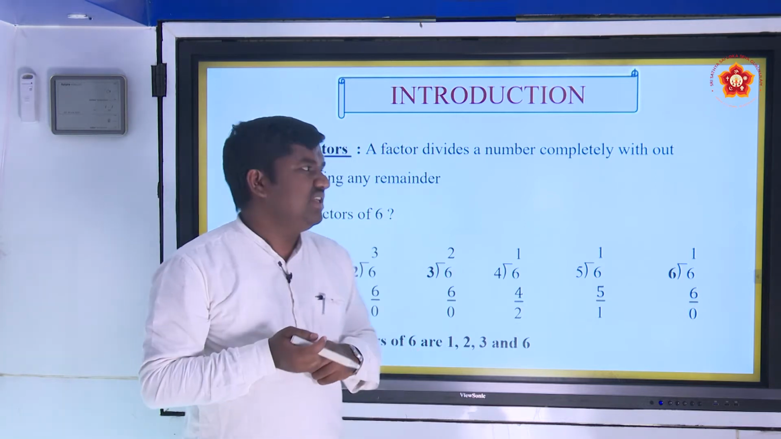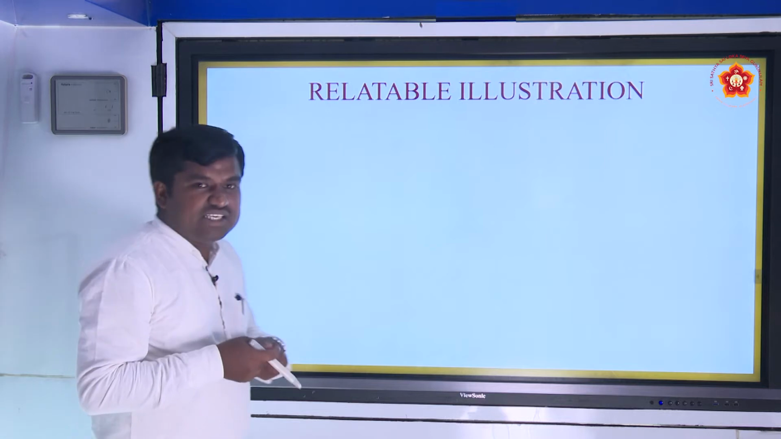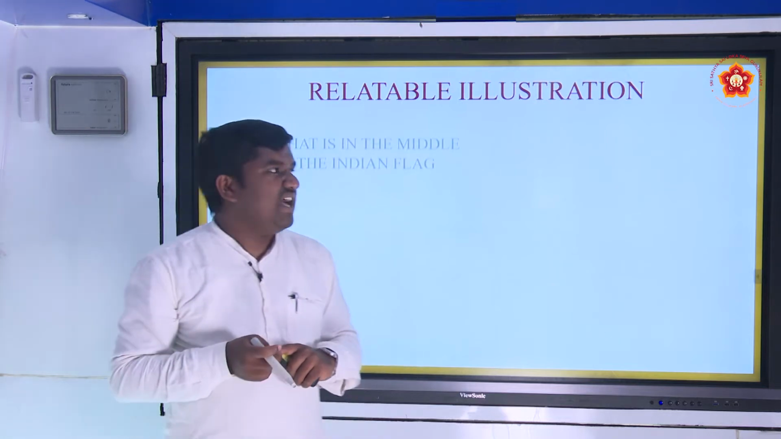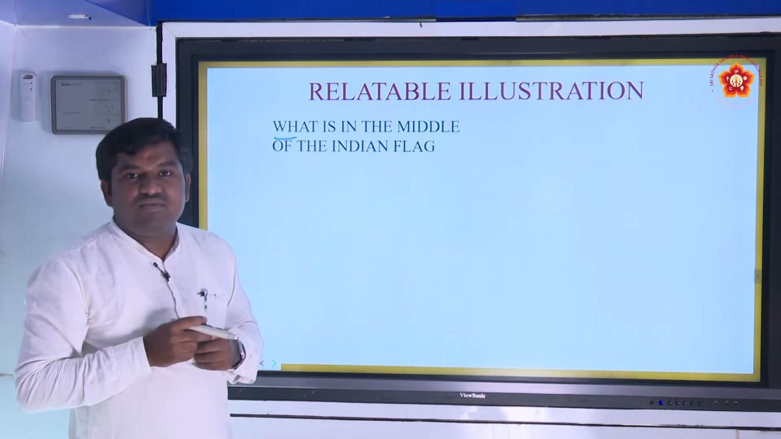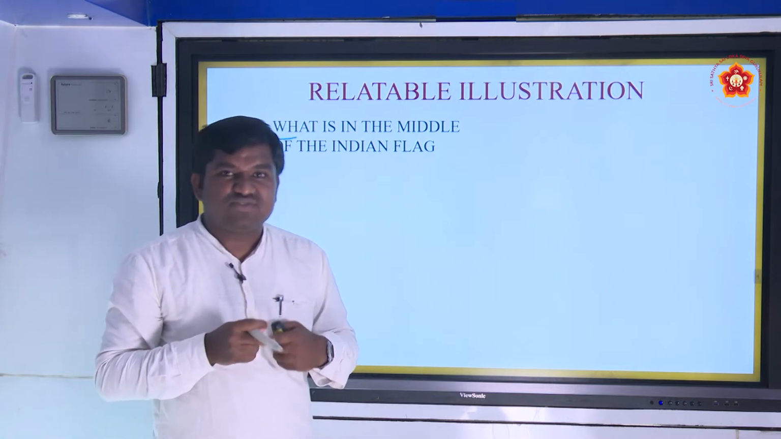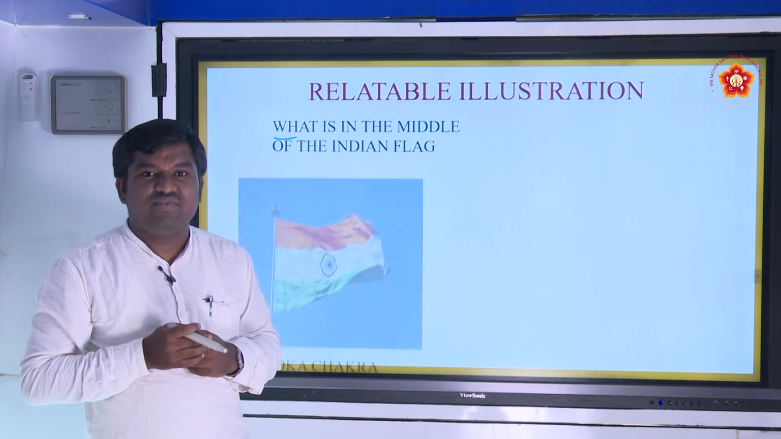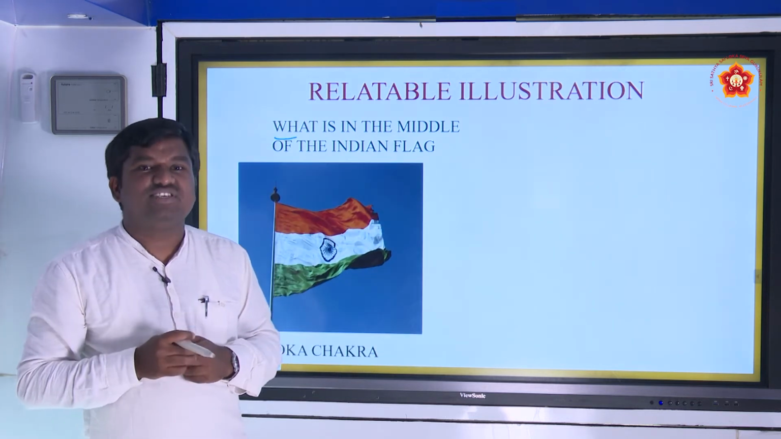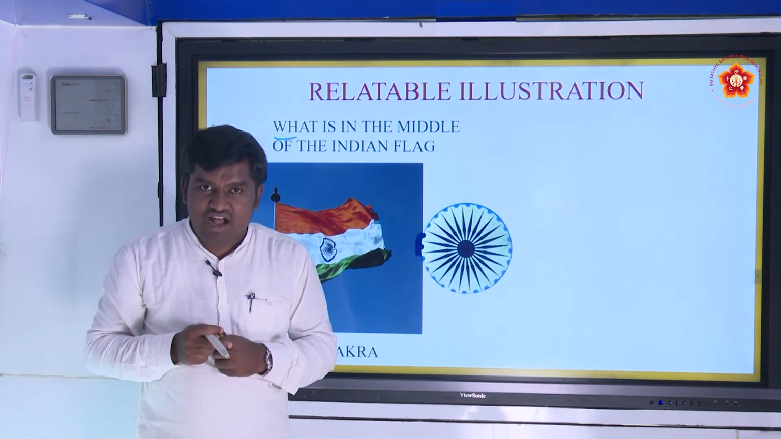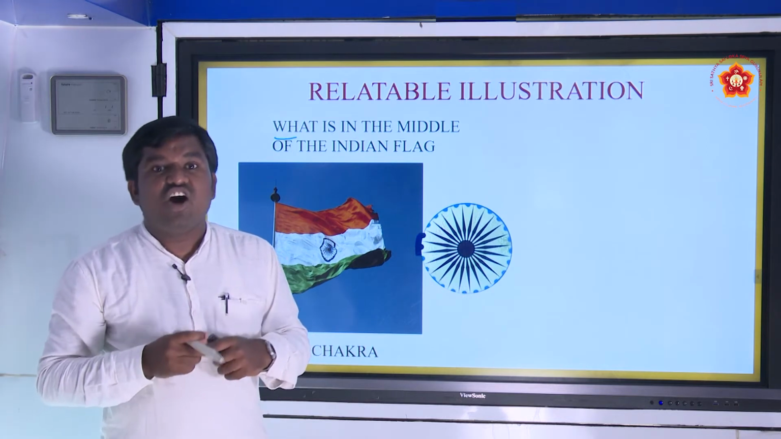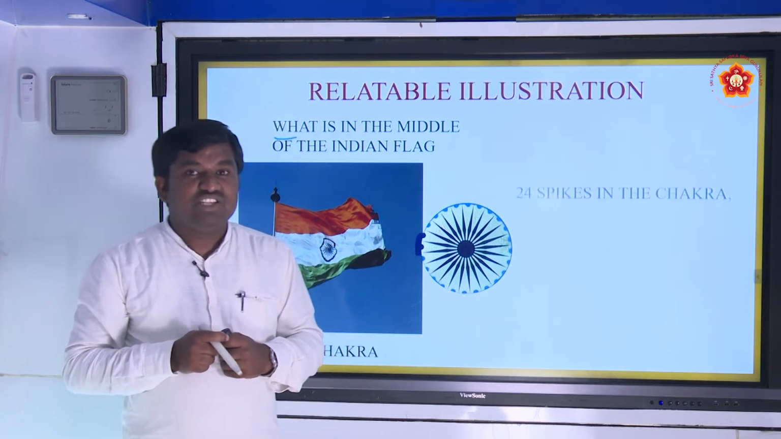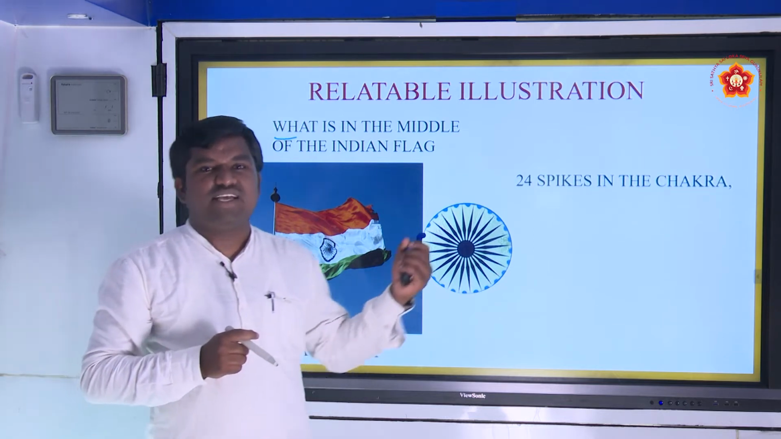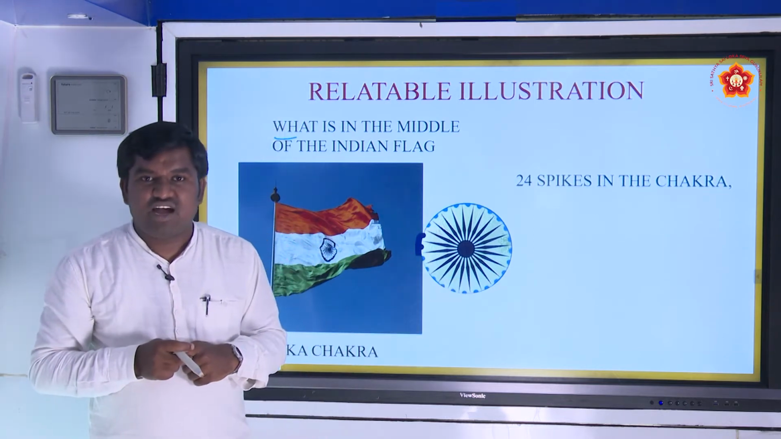Next, a relatable illustration. What is in the middle of the Indian flag? You know the Indian flag. What is there in the middle of the Indian flag? Very good, that is the Ashoka Chakra. In the Ashoka Chakra, how many spikes are there? There are 24 spikes in the Ashoka Chakra.